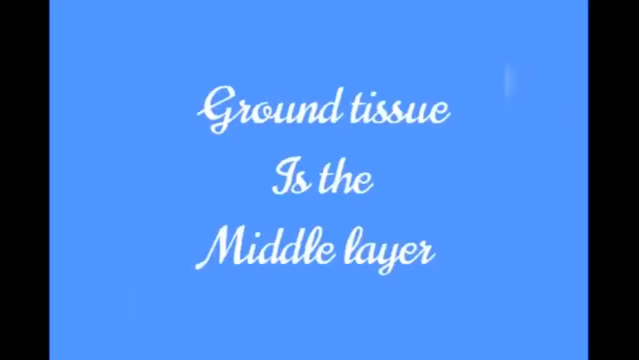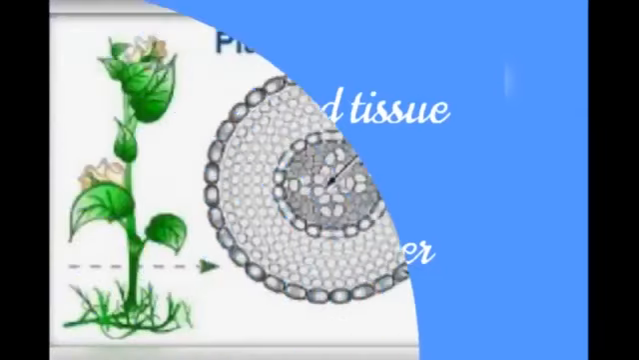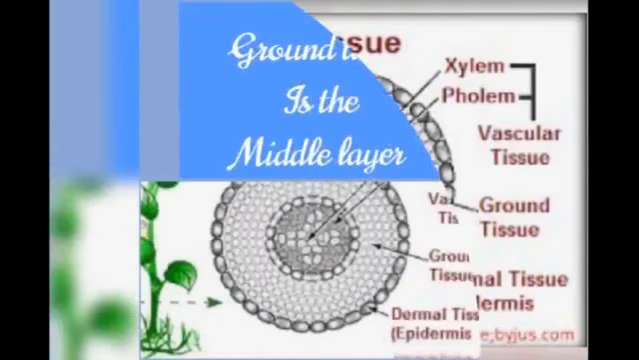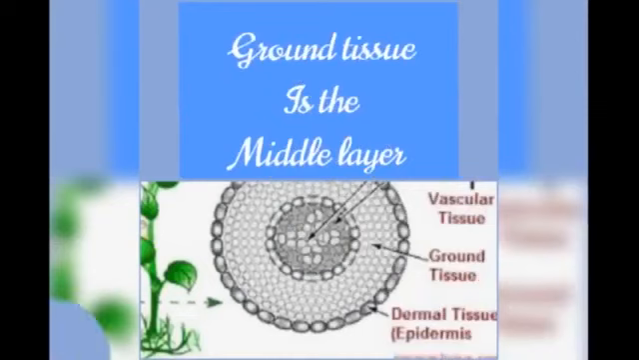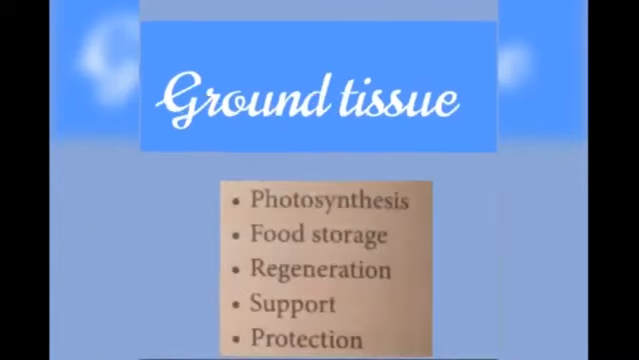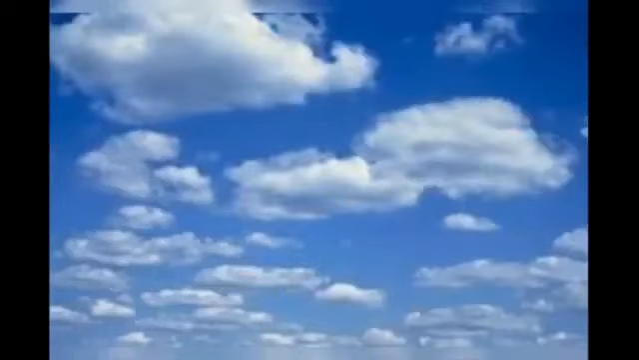The next layer would be ground tissue, which is the middle layer of the organ. This ground tissue consists of the layers between the epidermis and the vascular bundle. It mostly consists of three different types of cells called the parenchyma, collenchyma and the sclerenchyma tissues. This tissue in combination makes up the ground tissue of a root, the stem or the leaf. The main functions are photosynthesis, food storage, regeneration, support and protection. So ground tissue helps in photosynthesis and food preparation. It also helps in regeneration, that is, the formation of new cells.